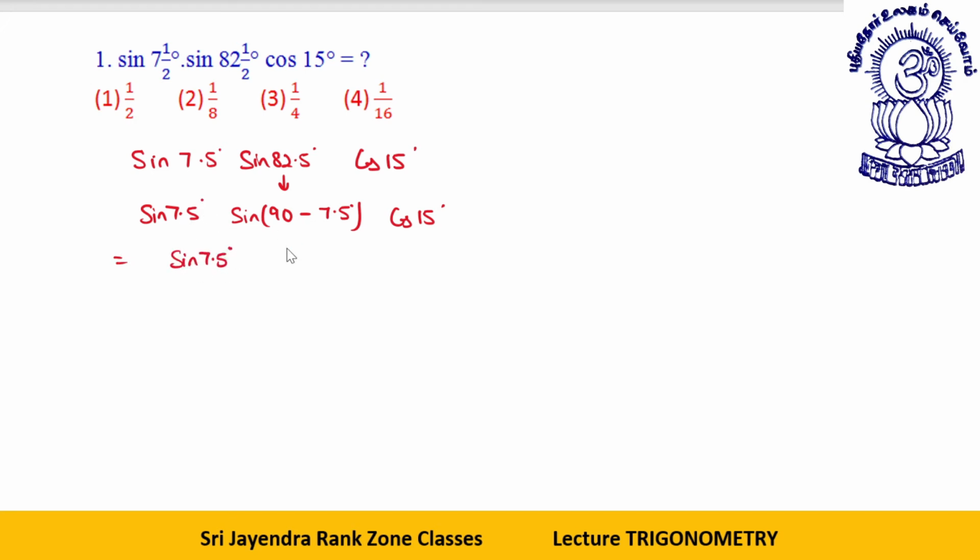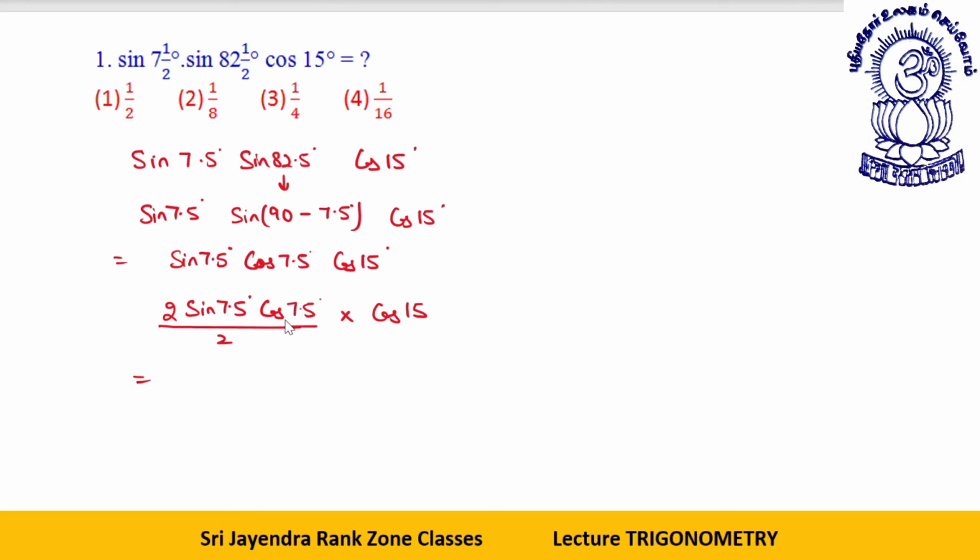Sine 90 minus theta is cos theta. So this is cos 7.5 degree into cos 15 degree. Now this will be what? This is like sine theta cos theta. What I will do, I'll multiply this by 2 and divide this by 2. Sine 7.5 degree cos 7.5 degree into cos 15.